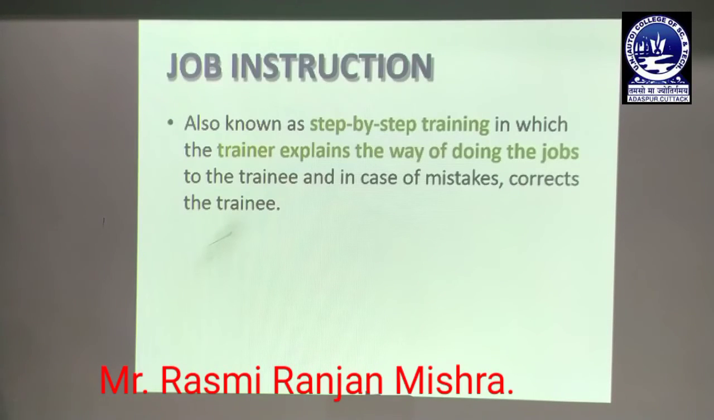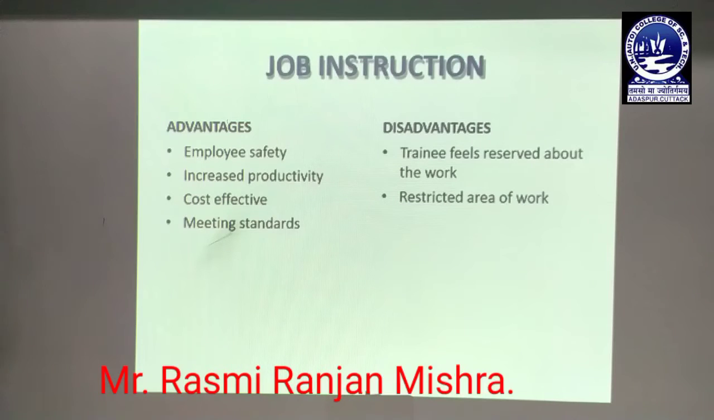The next method is job instruction. It is known as the step-by-step training method, in which the trainer explains the way of doing the work to the trainee, and in case of any mistake, corrections are also made for the trainee. There are certain merit points. The first one is employee safety. The employee is very safe, and there is also increased productivity. And the next one is cost effectiveness, cost minimized. Next one is meeting different standards of the organization's goals or objectives.